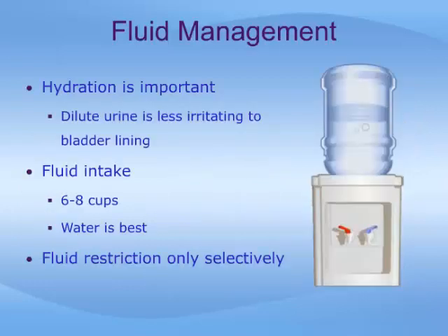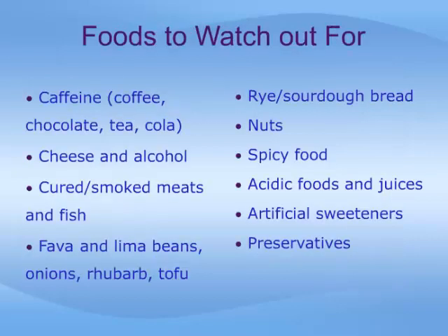As a general rule, fluid restriction is not advisable as a means of dealing with interstitial cystitis. Limiting fluids will make the urine more concentrated, which can worsen bladder irritation. It is best to try to cycle a larger volume of more dilute urine through the bladder. The recommendation is to take in at least 6 to 8 cups of fluid daily, mostly water, to keep well hydrated. Selective fluid restriction is appropriate in certain situations only if indicated by your doctor.